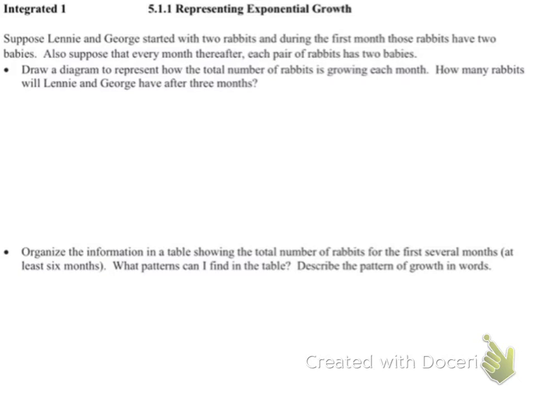We want to draw a diagram. Now, there's a whole bunch of different ways to do this. And we are considering the total number of rabbits is growing each month. So how many rabbits will Lenny and George have after 3 months? There's a whole bunch of different ways we could draw these diagrams. So I'm just going to say in the beginning, no months have gone by. Lenny and George have rabbits, and I'm just going to call them Rabbit 1 and Rabbit 2.